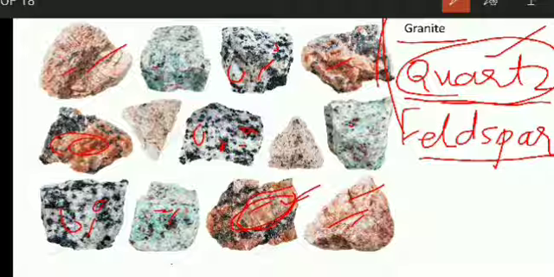Then it occurs in varieties. We have grey granite, pink granite, black, then graphic granite. All these are varieties of granite. Then porphyritic granite, how is it different? Its occurrence is as an intermediate igneous rock because it shows a porphyritic structure. So that is the difference.